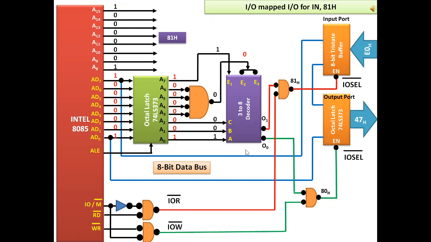So this signal ensures that the decoder is active, and this ensures that the O1 is active. So what we can see is, since this is 001, this will become deactivated and hence the output port is disabled. But the input port, this becomes 0. Now it is in the read mode, so it is 0. Output will be 0, enabling the buffer, and the E0 information available at the input of the port will be transferred through the data bus into the accumulator.